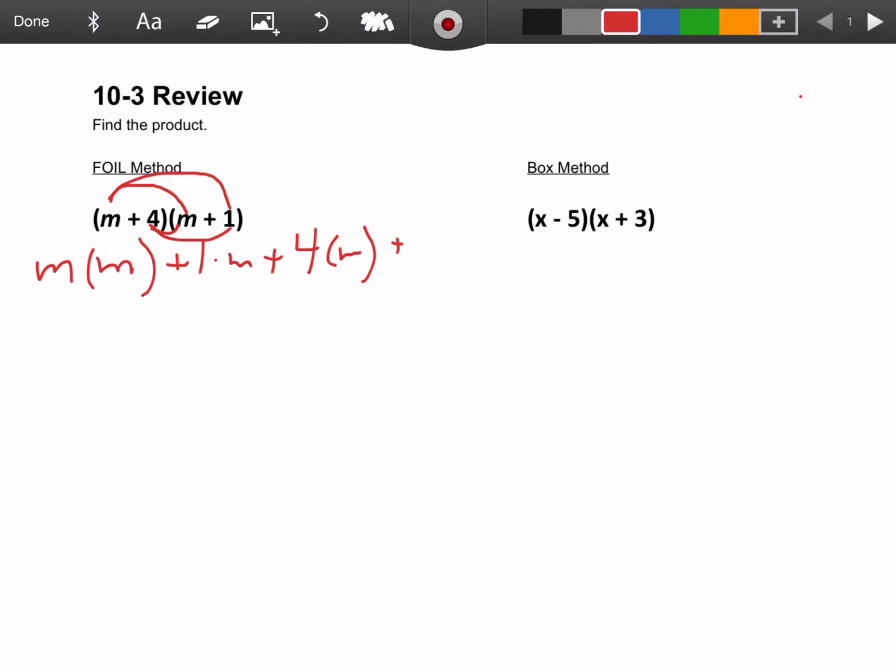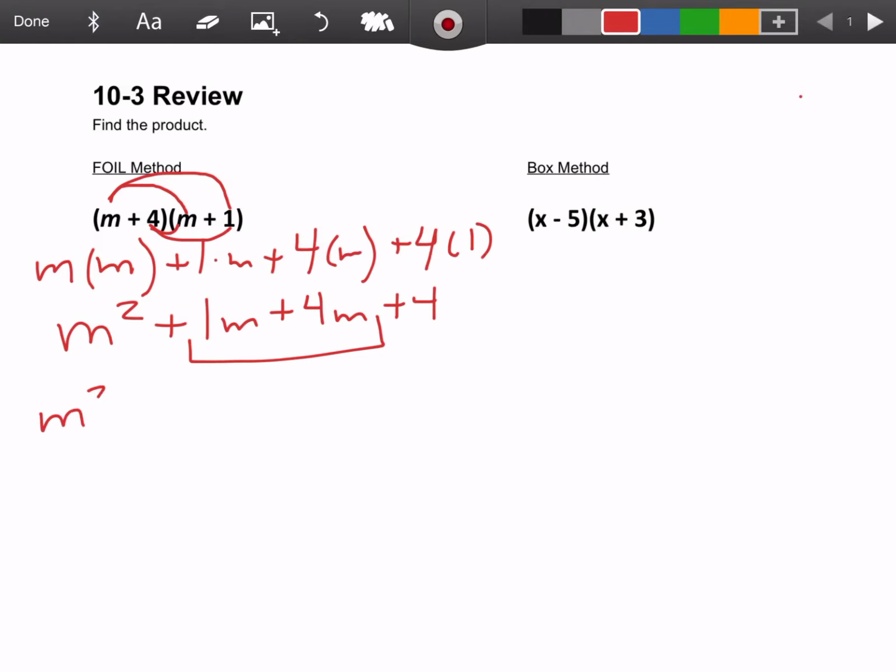So the first one is going to be the FOIL method. The F stands for multiplying the first, so that would be m times m. Then the O stands for outside, so that would be 1 times m. And then the I stands for inside. That would be 4 times m. And then the L stands for last, so that would be 4 times 1.